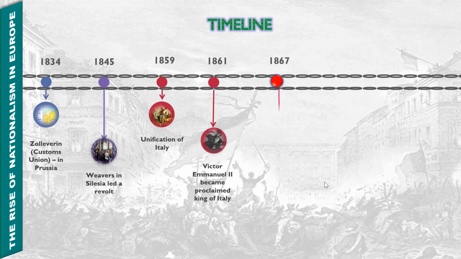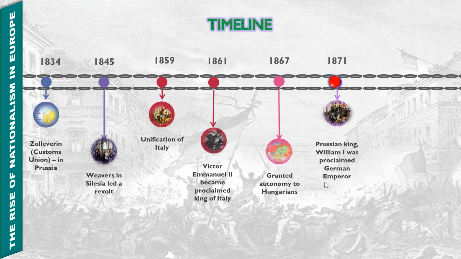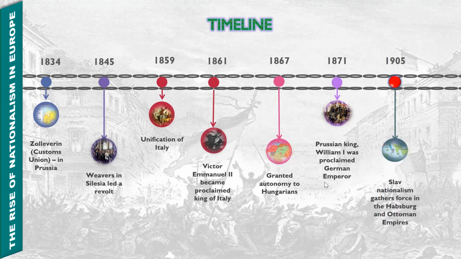In the year 1867, autonomy was granted to Hungarians. In the year 1871, Prussian King William I was proclaimed German Emperor. In the year 1905, Slav nationalism gathers force in the Habsburg and Ottoman Empires. In the year 1914, nationalism led to disaster in Europe. World War I broke out.